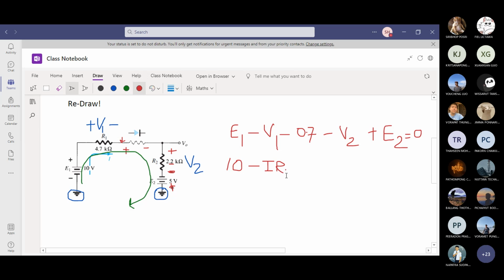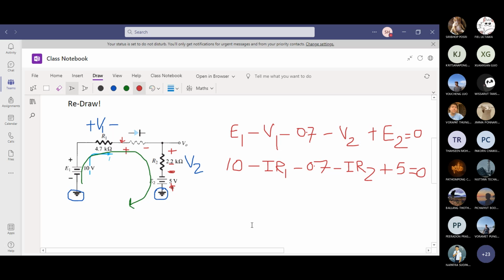IR1 minus 0.7 minus I times R2 plus 5 equals 0.